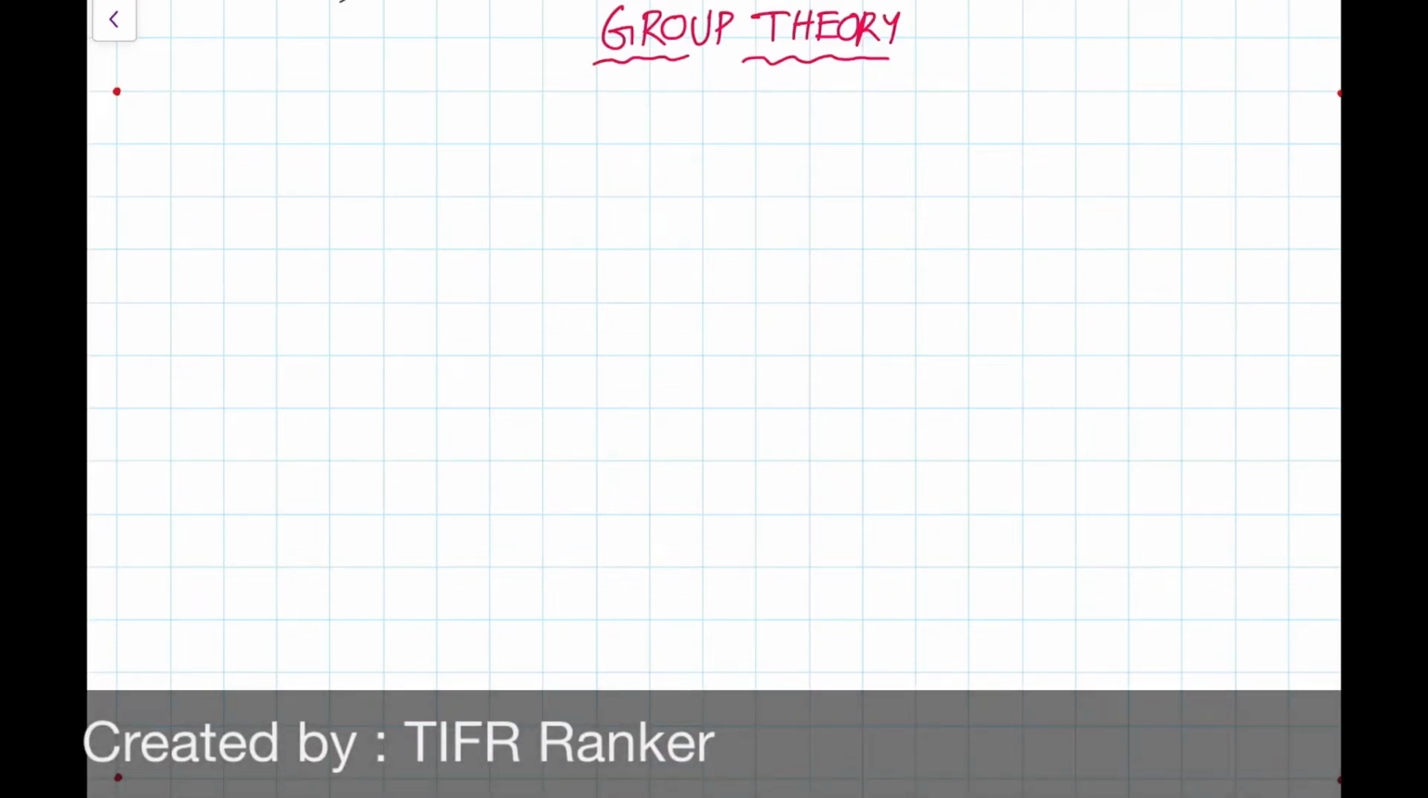Before discussing or defining the group, we'll define binary operation. Suppose G is a set, then by a binary operation star, we mean a map from G cross G to the set G itself. Let us take an example.